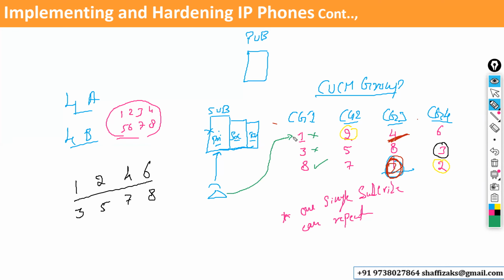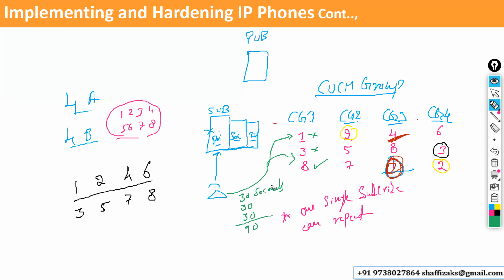Once the phone is registered with the primary server, it sends a keep alive message every 30 seconds. For example, the server is down. I send a keep alive but I'm not getting any response. I send a second keep alive, again no response. Then I send a third keep alive. So in total, 90 seconds. If I'm not getting a response within 90 seconds, then I'll switch to the secondary.